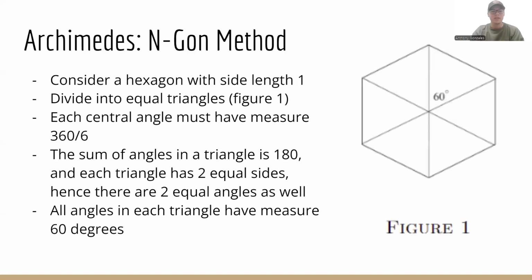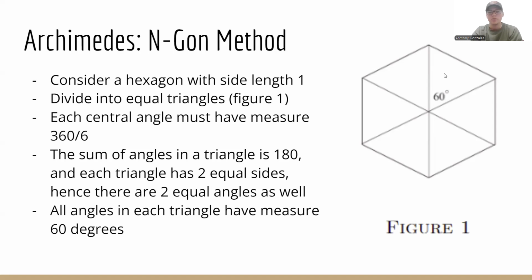Starting with Archimedes' N-gon method, we have a hexagon with side length 1. We're going to divide this into equal triangles, as we can see in the figure. Each central angle here has a measure of 60 degrees, and that's because we have 360 degrees all around. If we divide this into 6 pieces, then it's going to be 60 degrees for each of these.